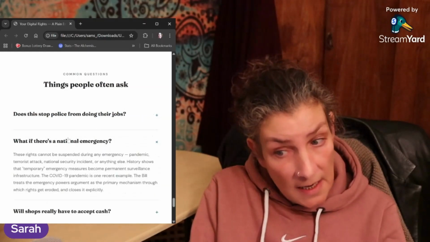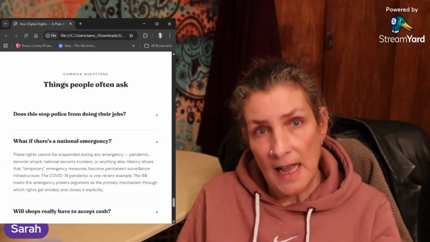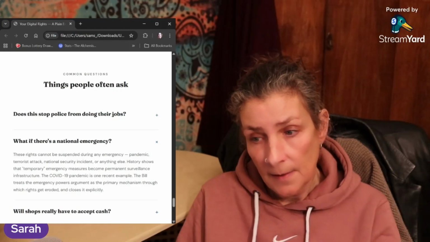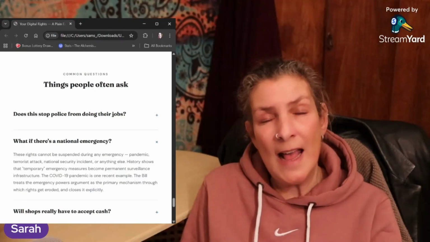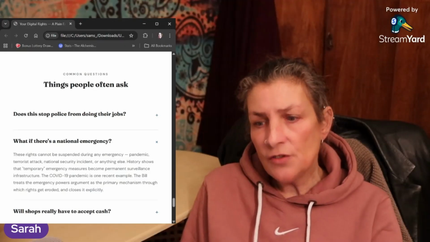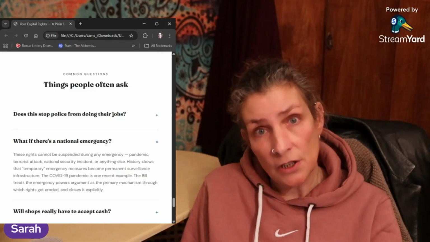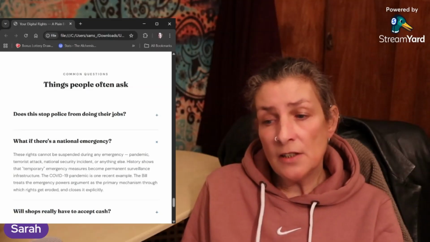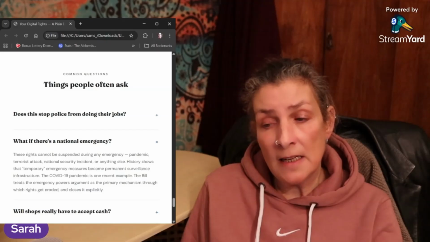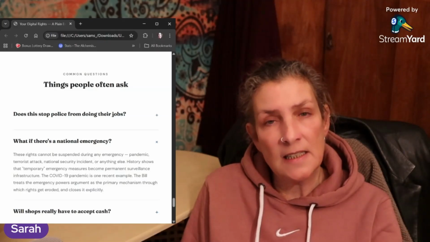So what if there's a national emergency? These rights cannot be suspended during any emergency. Pandemic, terrorist attack, national security incident, or anything else. History shows that temporary emergency measures become permanent surveillance infrastructure. And the COVID-19 pandemic is one recent example. The bill treats the emergency powers argument as the primary mechanism through which rights get eroded and closes it explicitly.